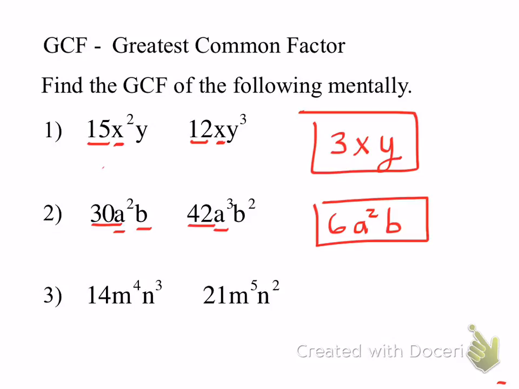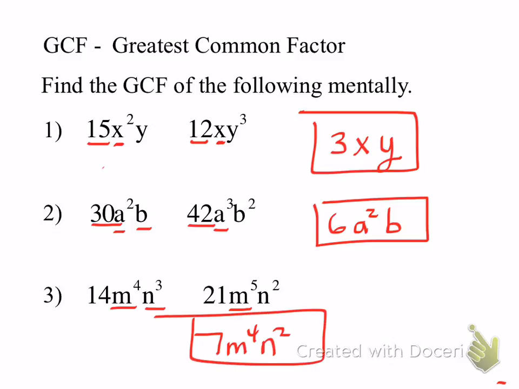Okay, numerically, what's the greatest common factor? 7. Okay, and what about m's, Andranik? Greatest amount of m's we can divide out. 4. M to the 4th. Greatest amount of n's I can divide out. Jasmine? 2. How do you say it? Good. And so this is my GCF. Are we good? Yes.